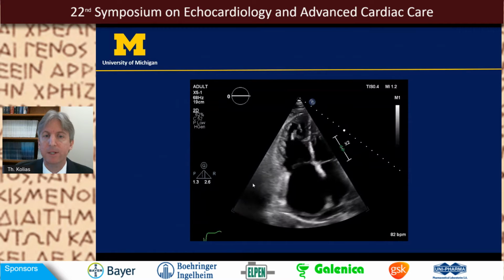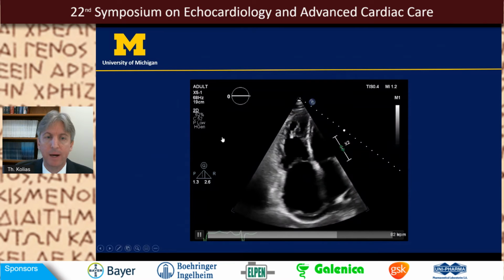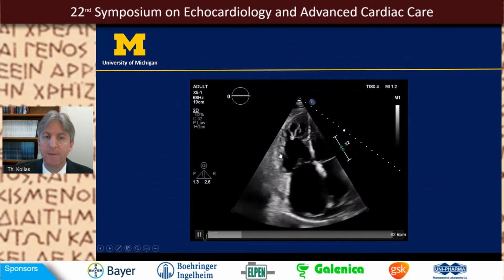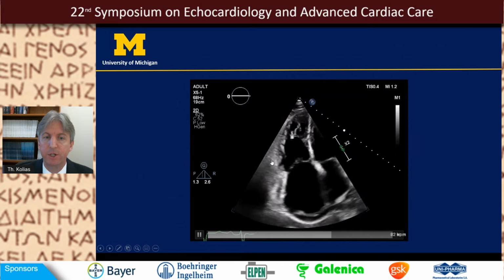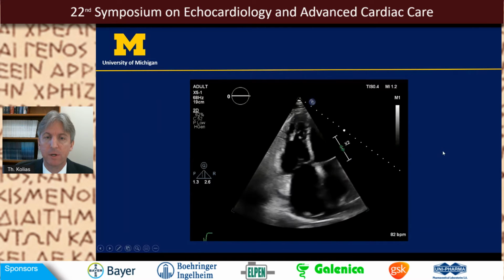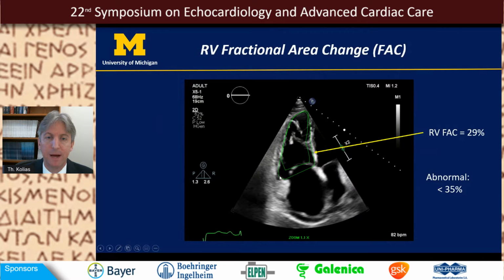So we can get around some of those limitations by doing measurements of the 2D image and measuring the fractional area change of the right ventricle. This can be performed by measuring the area in diastole and also again in systole at the end of systole. And this can provide us the fractional area change, which in our patient was 29%, with abnormal being considered less than 35%. So this was also reduced.